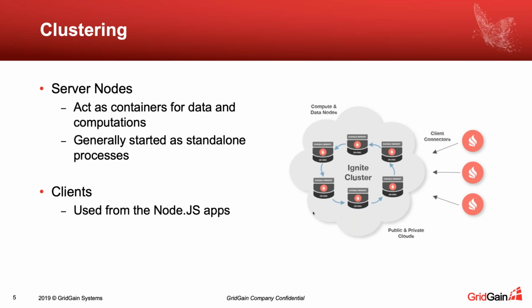And here, let me define what are the types of the nodes available. In Ignite, we have two kinds of nodes. The first one is server nodes. Server nodes are your containers for your data and computations. So basically, if you take a look to the right of this slide, here we have a group of interconnected server nodes, which are called the Ignite cluster. And once you have all of those server nodes interconnected, you will have your distributed storage, your distributed database.